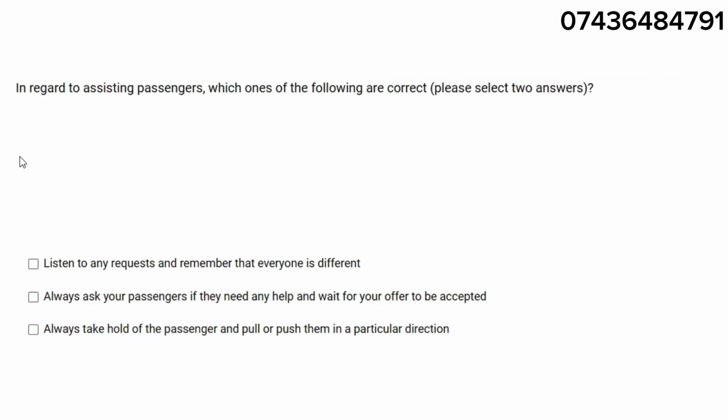The next question is, in regard to assisting passengers, which of the following are correct? Please select two answers. In this scenario, there will be two answers and you have to select two, not one. Many people just select one answer and go to the next question, and that is wrong, because you will not be marked for that. The answers are: always ask your passengers if they need any help and wait for your offer to be accepted, and listen to any request, and remember that everyone is different. These are option 1 and option 2. So we can go to the next question.